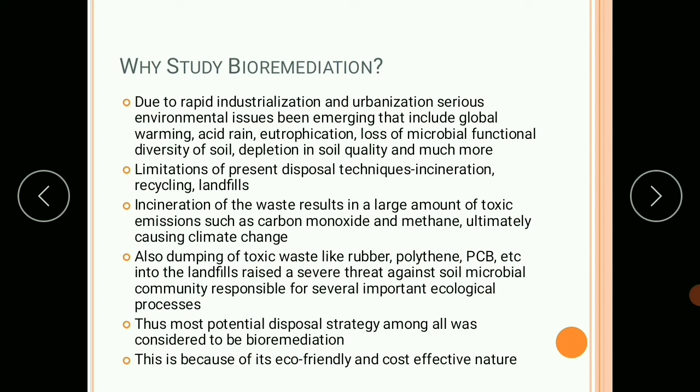And also, dumping of toxic waste like polythene, etc., will create a great threat to our soil community or microbial community, because microorganisms play a very important role in ecological processes, like in biogeochemical cycles like carbon cycle, sulfur cycle, etc. Thus, we need an alternative method for our bioremediation. So, we can simply say that bioremediation is a kind of waste management method, right? And we are using bioremediation because it is eco-friendly and cost-effective also.